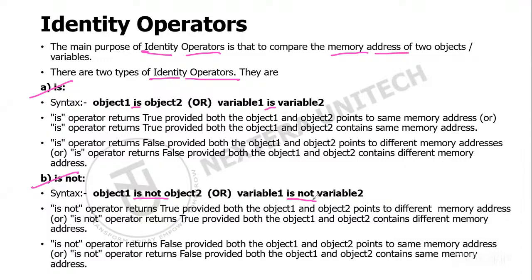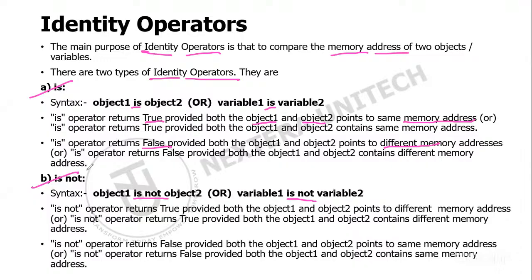Okay. So in this way, you'll observe the syntaxes for identity operators. Let us understand how the is and is not operators work. Let me start with the is operator. If you see here, the is operator will return true. When does the is operator return true? When both these objects, object 1, object 2 or variable 1, variable 2, point to the same memory address, then the is operator returns true. Okay. What if they point to a different address? If they point to a different memory address, it returns false.